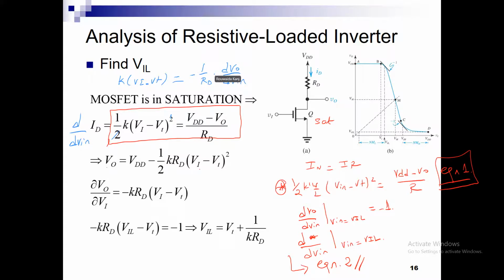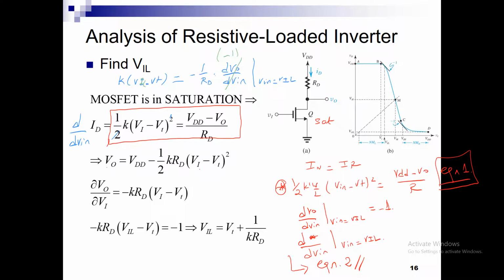Now I can plug in or evaluate this equation when Vn equals VIL, and I will end up with the relation that I am looking for. What would I substitute for dVO by dVn? By -1, right? This becomes -1, and this Vn becomes VIL.